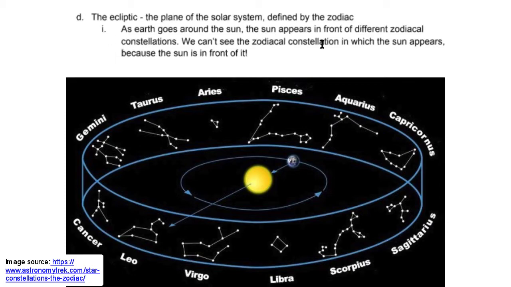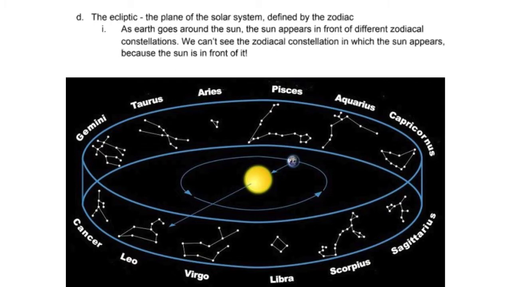As the Earth goes around, the sun appears in front of different zodiacal constellations. We can't see the zodiacal constellations where the sun is. Of course, the sun's too bright. It's daylight. So if you're a Leo, you look up in the sky on your birthday, you cannot see Leo because the sun is in that. Really, it's close to it, for reasons I can talk about later. That's the punchline at the end. But you can't see your sun sign on your birthday because the sun is in your zodiacal sign.